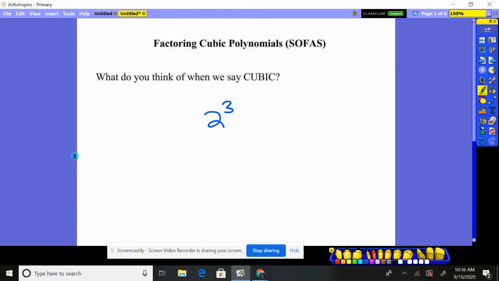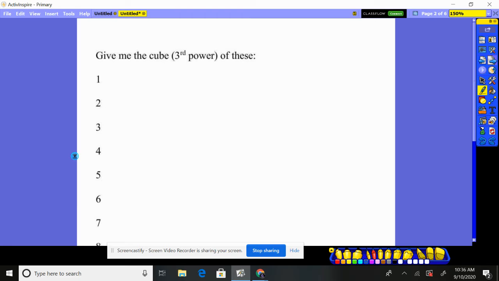Okay, when I think of cubic, I think of like a cubic yard, which is how they sometimes deliver mulch to your house in cubic yards, which is a yard by yard by yard. It's a very large amount. But cubic literally means sort of 3 dimensions or third. So let's talk about the cube of these numbers.